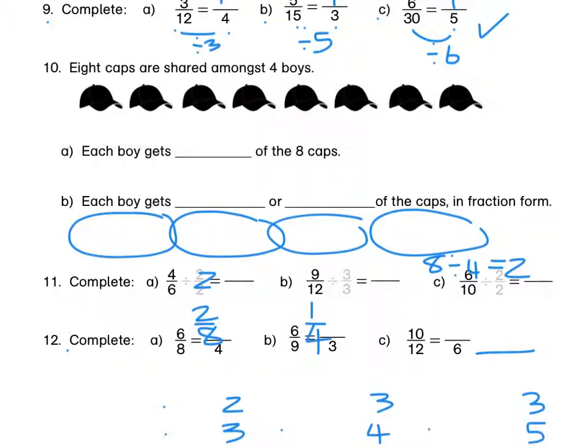For 12, now we must think a bit. From 8 to 4, we divide by 2, and 6 divided by 2 is 3. For B, from 9 to 3, we divide by 3, and 6 divided by 3 is 2. For C, from 12 to 6, we divide by 2, 10 divided by 2 is 5. And that's how we have divided top and bottom to get equal fractions.